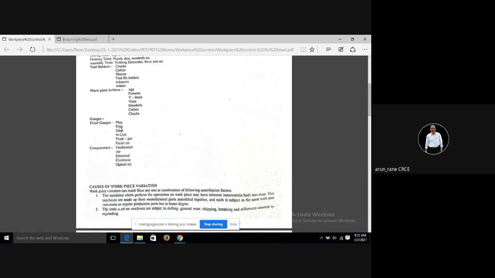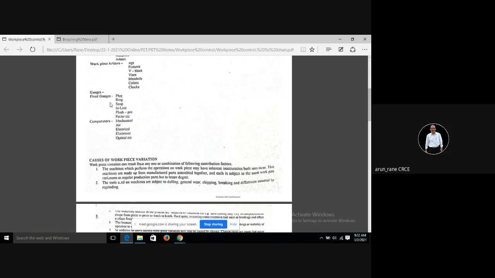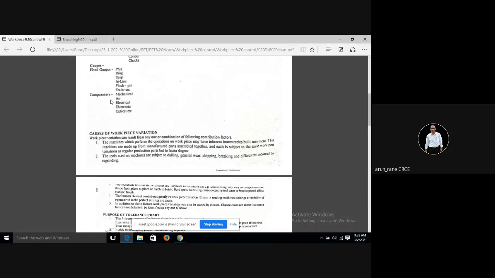Then you have forming tools, then you have assembly tools, then tool holders, chucks, collets, sleeves. So you are familiar with all these. Then workpiece holders, these also you are familiar with. Now coming to the gauges, yesterday we stopped here. Coming to the gauges, gauges can be fixed gauges and comparators.